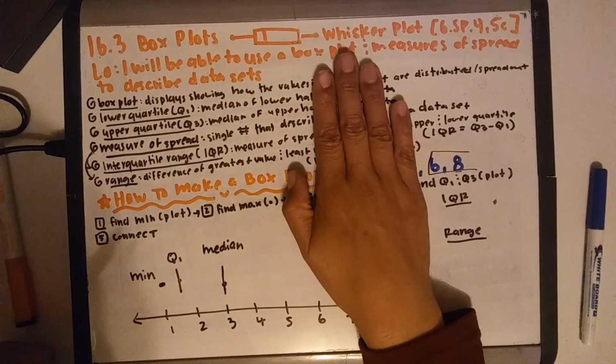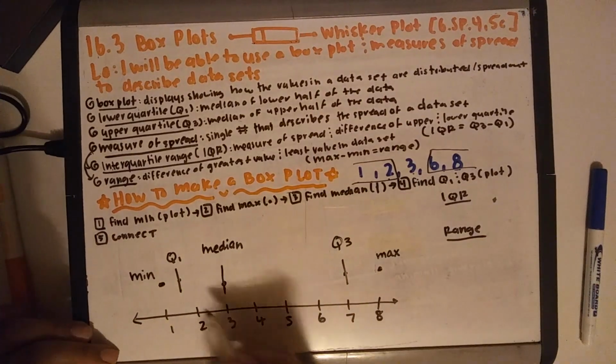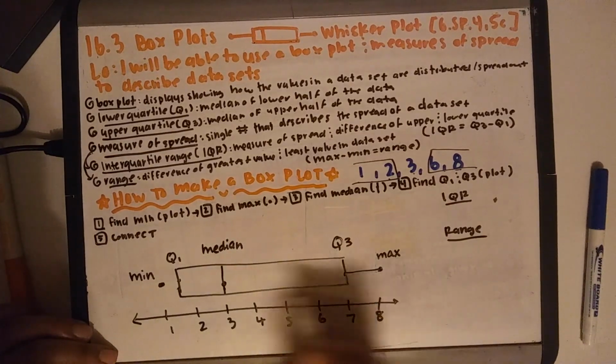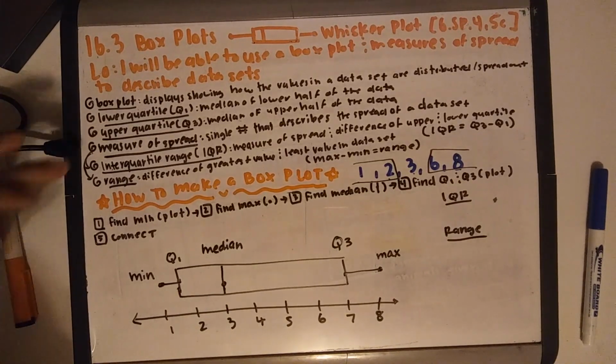Then my Q3 is the middle number of my upper half of the data. Between 6 and 8 is 7. And again, if you don't know that, you go 8 plus 6 is 14, divided by 2 is 7. So it's 7 right here. This is my Q3. And then what you're gonna do is connect. So I'm gonna connect this right here, create my box there, and then these are gonna be my whiskers. Okay. So that's how you create a box plot, and then we can figure out the measures of spread.